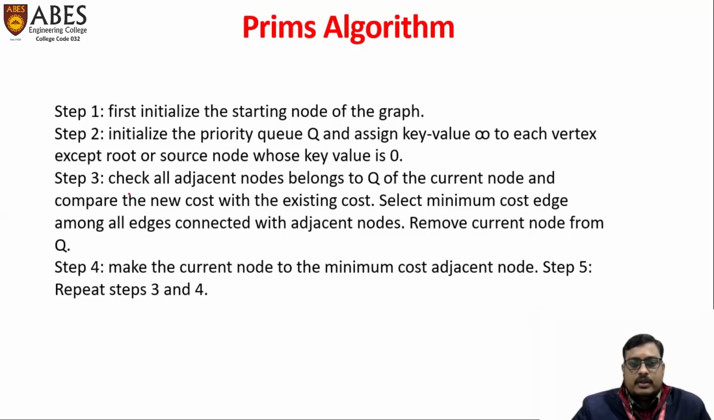And then in step 3, check all the adjacent nodes belonging to the queue of the current node and compare the new cost with the existing cost. Select minimum cost among all the edges connected with adjacent nodes and remove current node from the queue. Make sure that the current node is the minimum cost adjacent node. And now we'll repeat steps 3 and 4. So this is basically the procedure to find out the minimum spanning tree using Prim's algorithm. Let us take an example.